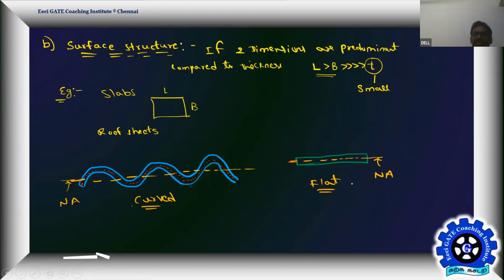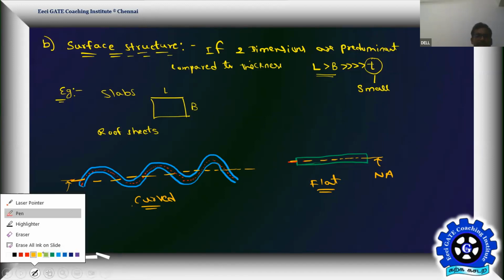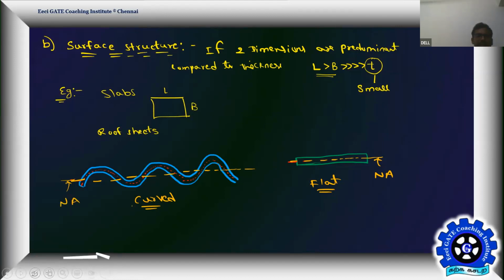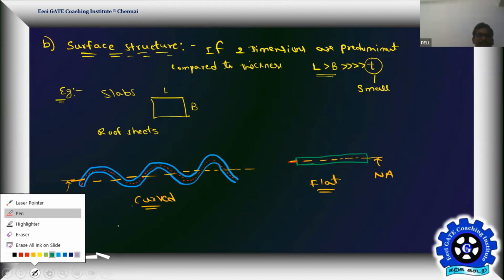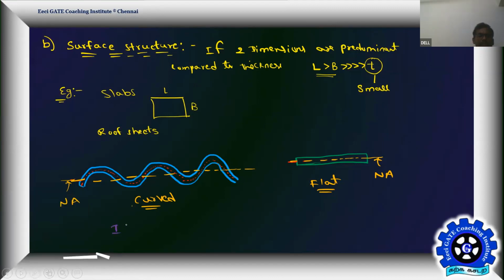Now tell me which roof sheet you prefer, flat or curved. Very simple. Do you know the moment of inertia formula? Any one of you? I is equal to A y square or A r square. Yes, have you heard about this? Yes, sir. I is equal to A r square or A y square. You can use any terminology.